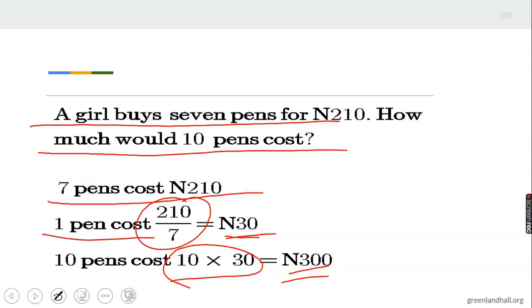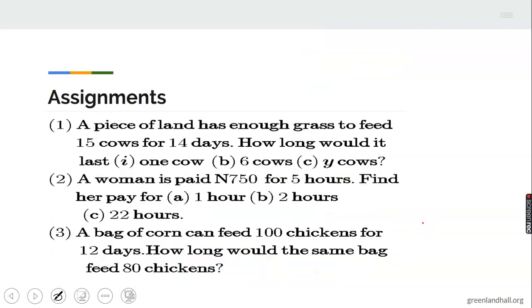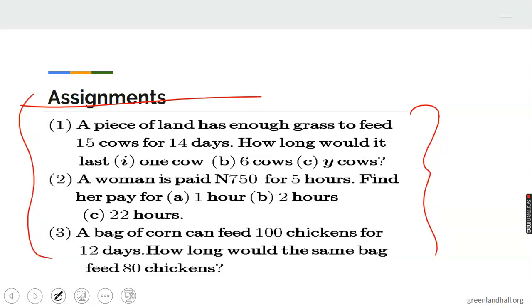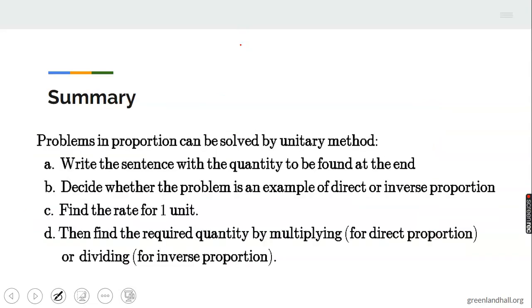Now look, this is also direct proportion. First of all, you divide, then you multiply. The other way around is for the inverse. Now an assignment for you to do, you can see, just follow the same procedure, but the first thing to do is to establish which one is direct and which one is inverse. And here is the summary of this topic.